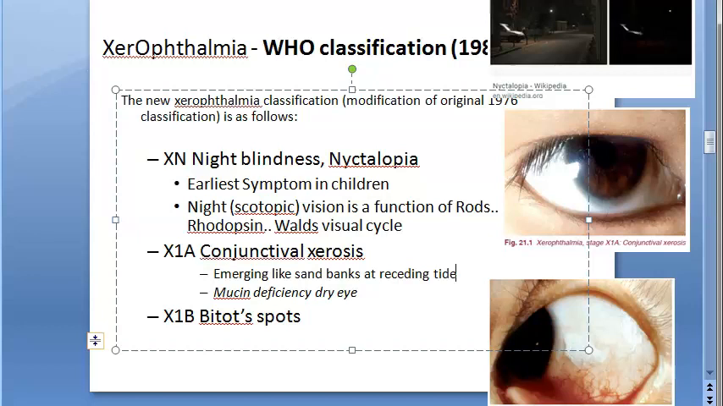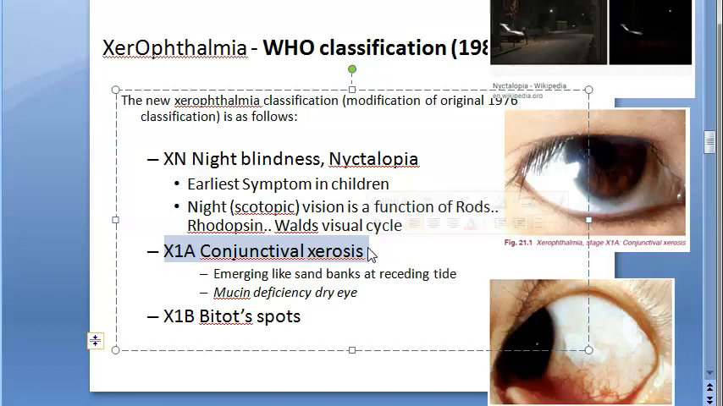Let me read this sentence completely. Please listen. This X1A conjunctival xerosis consists of one or more patches of dry, lusterless, non-wettable conjunctiva, which has been described as this when the child ceases to cry. These patches almost always involve the interpalpebral area of the temporal quadrants and often the nasal quadrants as well. In more advanced cases, the entire bulbar conjunctiva may be affected.